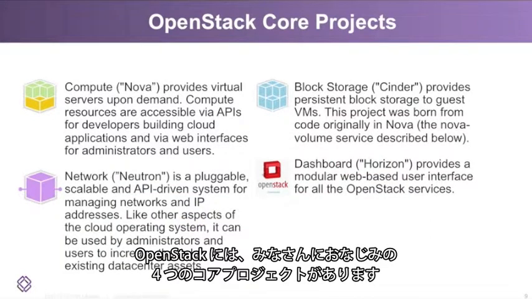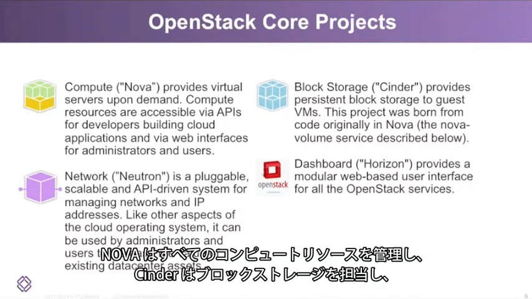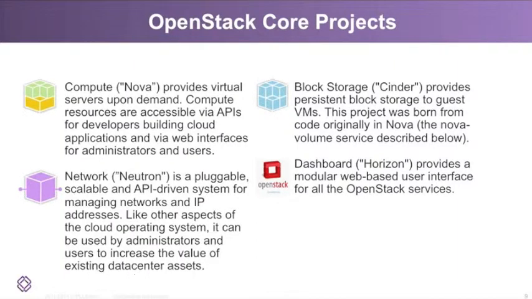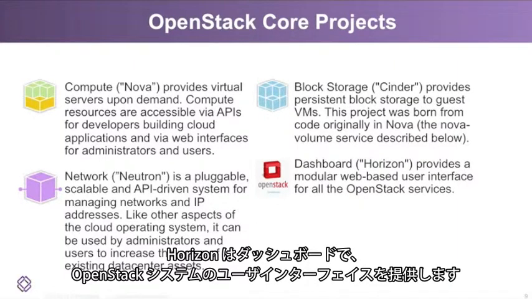When looking at OpenStack, there are 4 core projects that everybody is familiar with. Nova, which takes care of all the compute resources. Cinder, which is responsible for the block storage. Neutron, which is responsible for the network component. And Horizon, which is the dashboard, the user interface to the OpenStack system.